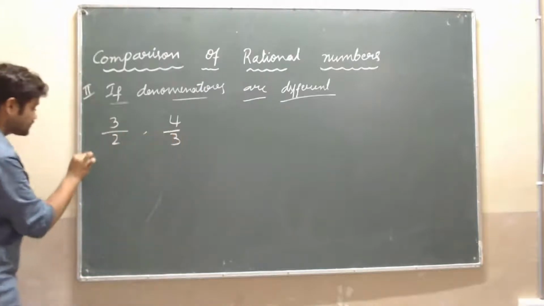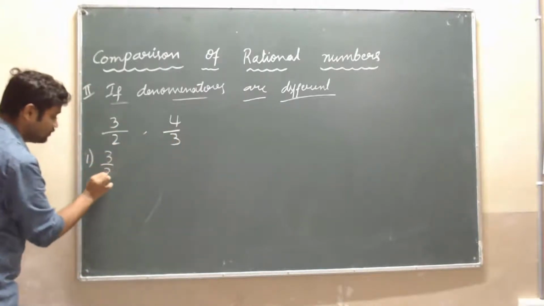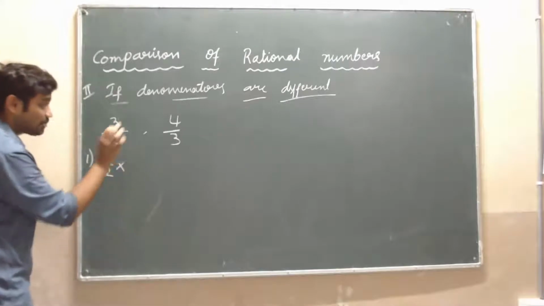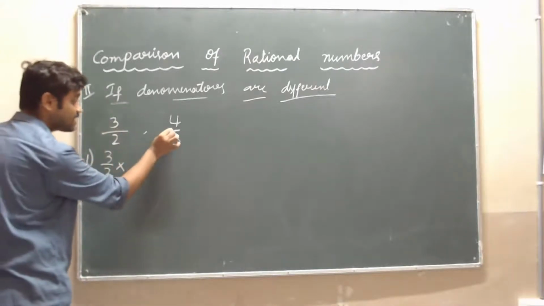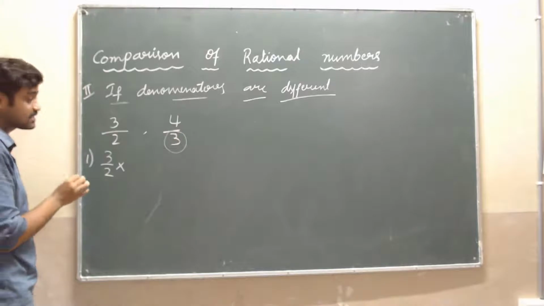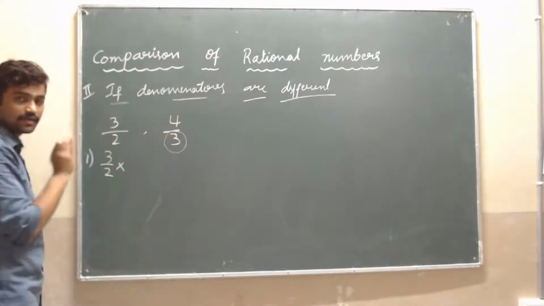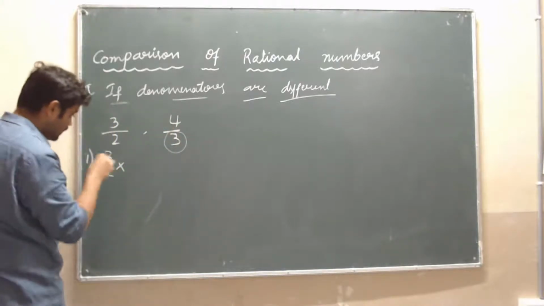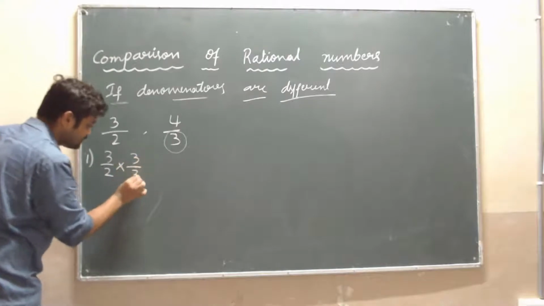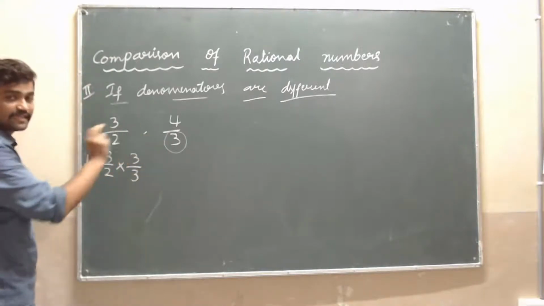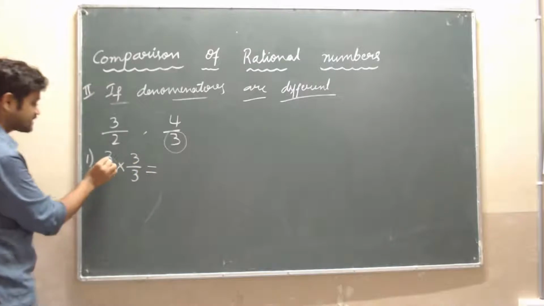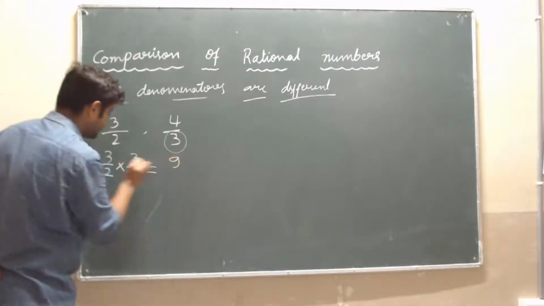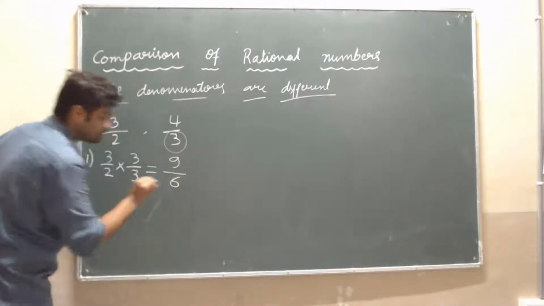The first number is 3 by 2. Then we have to multiply and divide by which number? The opposite number of the denominator. That is 3 is there, so I will multiply and divide by 3 here. Then what is the answer here? 3 3s are 9 and 3 2s are 6.